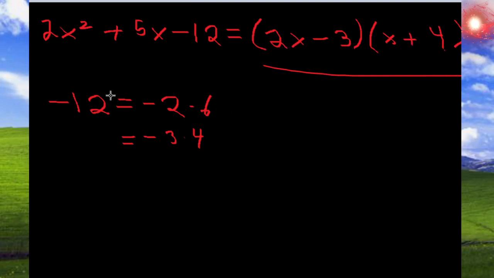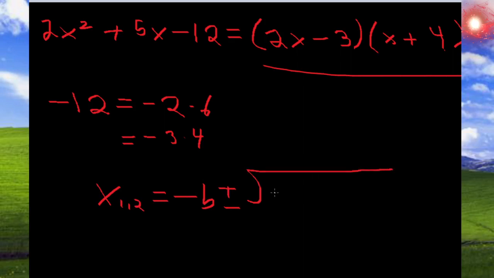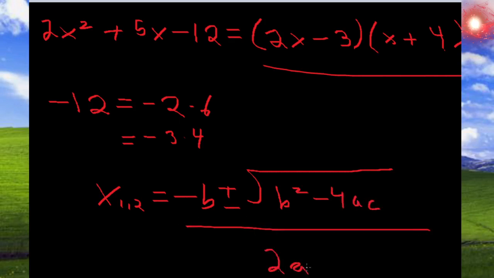And if none of the integer solutions work, then you would use the quadratic equation, which is x1 and x2 equal to negative b plus or minus the square root of b squared minus 4ac, all over 2a. The plus or minus will give you both values, and the part under the square root is called the discriminant.